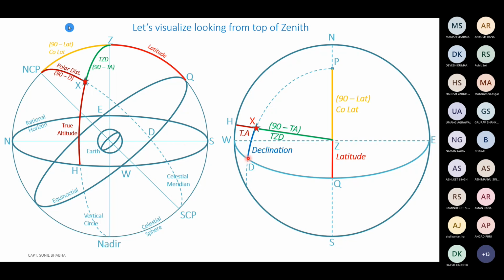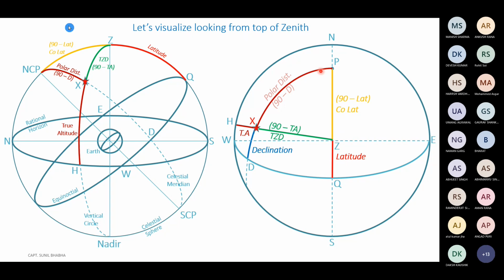Now coming back to D point in the rational horizon diagram, we know from the equinoctial, that is D point, to the pole, that is P point, is always 90 degrees. Every point on the equinoctial is 90 degrees away from the pole. So D to P or P to D is 90 degrees. D to X is the declination. That tells us that P to X will be 90 minus declination.